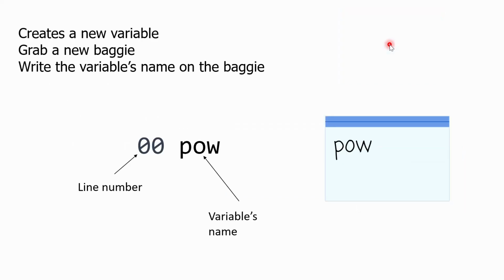How do you make a brand new variable? Well, in Python, it is quite simple. To make a new variable, you're just going to write the variable's name. So if I want to make the variable called pow, I just type the word pow. That way it makes me a brand new baggie and it writes the variable's name on the bag. So theoretically, remember, in programming, all we're doing when we make a new variable is we're making a brand new named box. We're considering in real life that box to look like a bag.